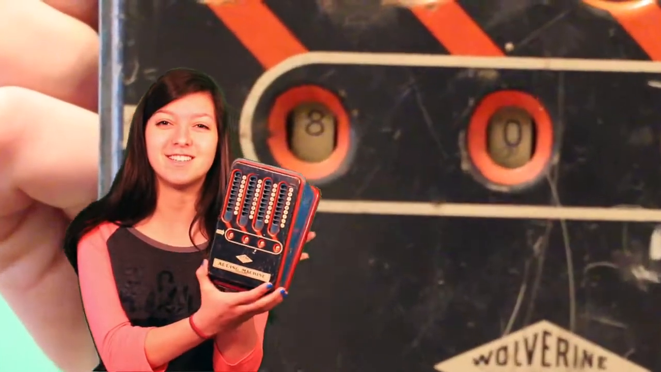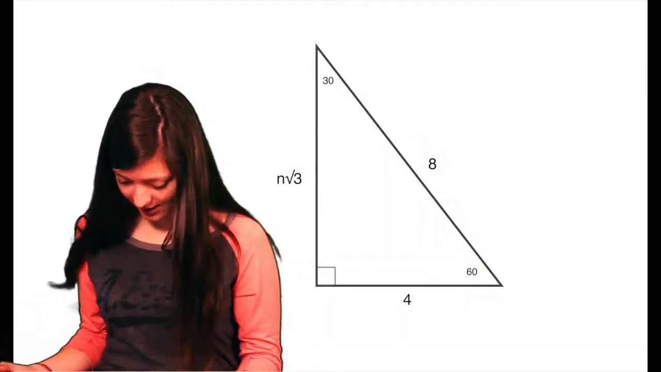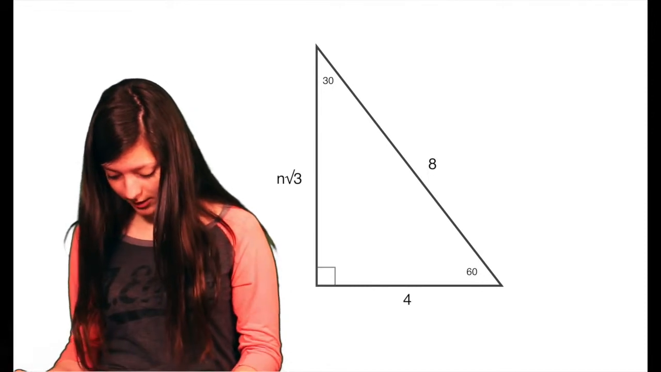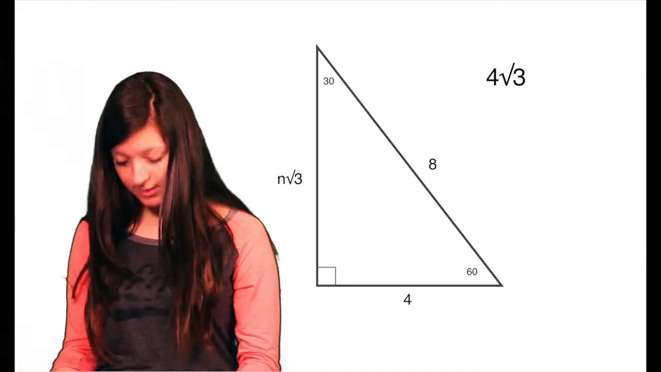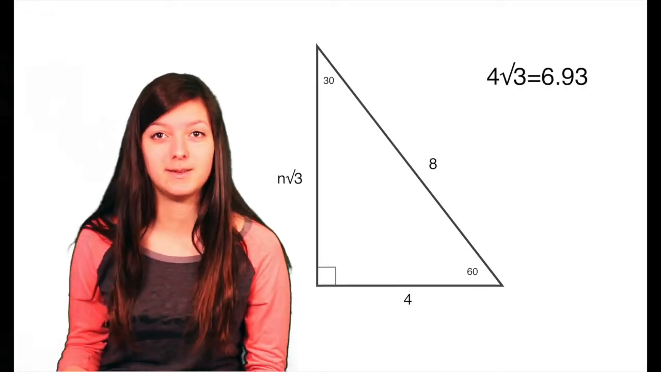We have 8. So now we know that the hypotenuse is 8. Now what we have to do to find the longer leg is plug 4 into the expression n root 3 and get 6.93 approximately. Now let's look at a real life situation.